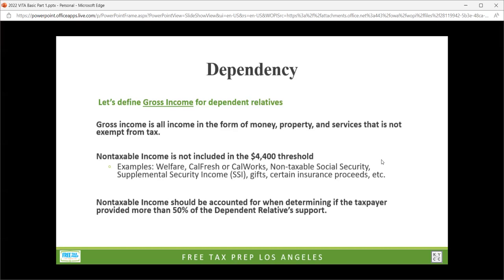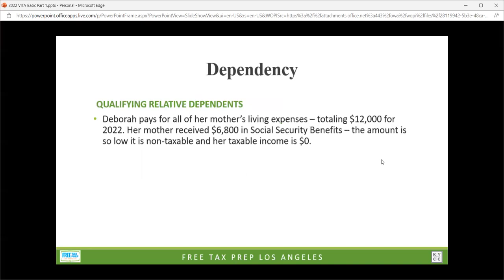So non-taxable income is not included when we are talking about the dependent relative's income limit. Let's see. Deborah paid for all her mother's living expenses, totaling $12,400 for 2022. Her mother received $6,800 in Social Security benefits. The amount is so low that it is not taxable, and her taxable income is zero. So can Deborah claim her mother on Deborah's tax return?